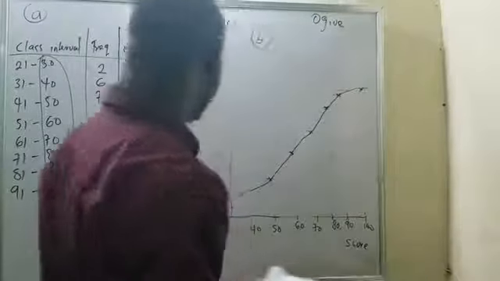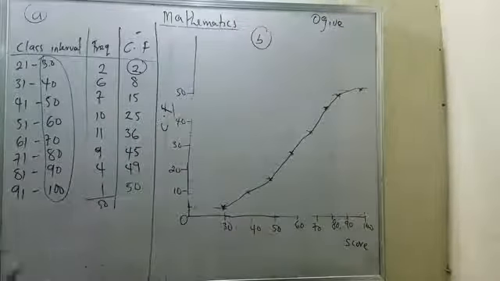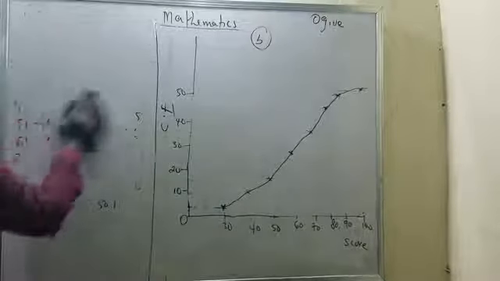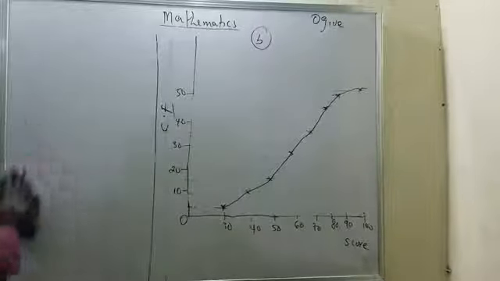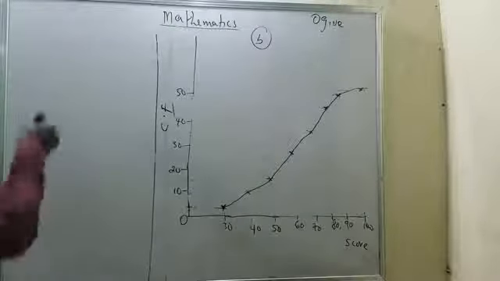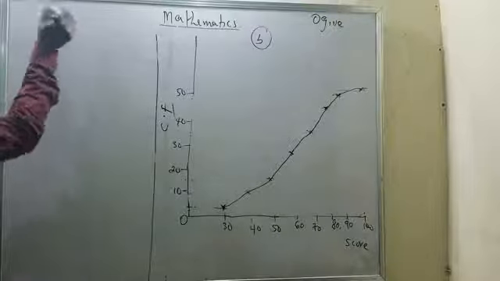Now, the next question is number C. Permit me to rub this part off. Sorry for that. I had to rub this side up. Now, I was talking about C. Please take note of this as we are moving.